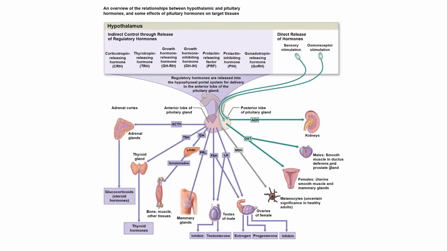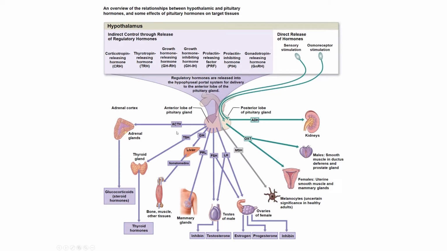So here is the overview. We have the releasing hormones or inhibiting hormones, which come from the hypothalamus, and they stimulate the pituitary to release its various hormones. Then you have all these different hormones. You have 9 different hormones. You do need to know all 9 of them, and you need to know whether they're from the anterior or posterior, and you need to know their target cells.